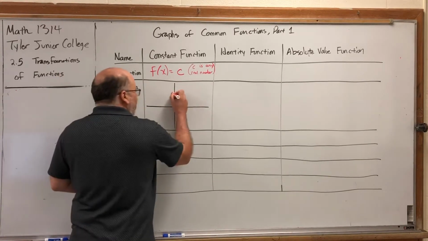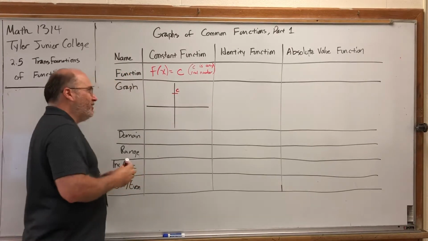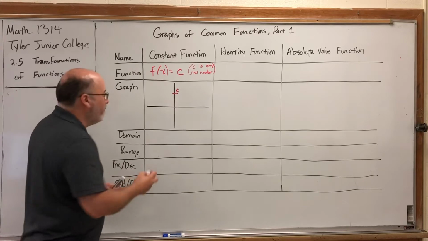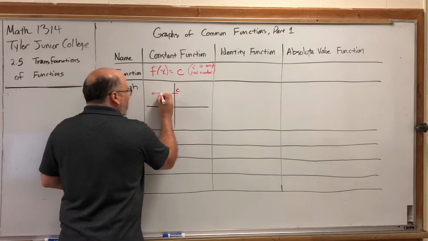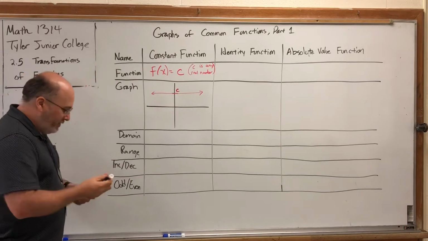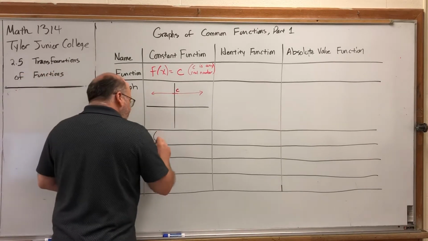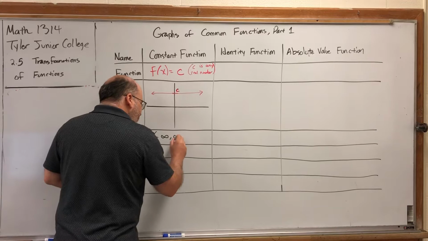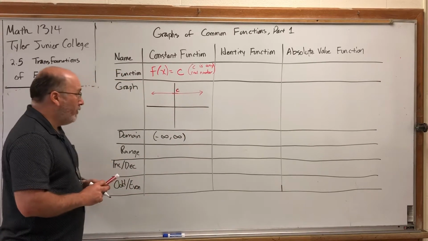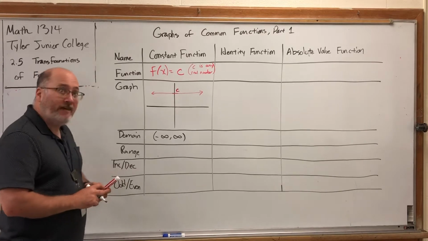So we would just have to locate c on the y-axis, wherever it would be. It could be positive, it could be negative, it could even be 0. And then it would be a horizontal line. The domain of this is negative infinity to infinity, because visually the graph goes forever to the left and forever to the right. However, the range is a single value.